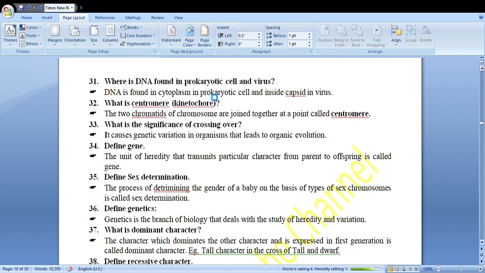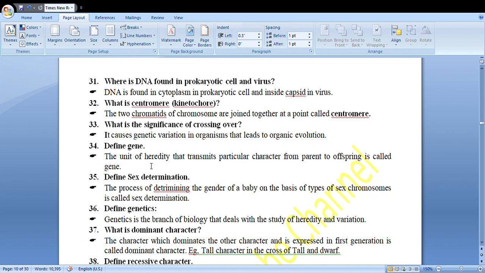Where is DNA found in prokaryotic cell and in virus? DNA is found in cytoplasm in prokaryotic cell and inside capsid in virus. What is centromere or kinetochore? The two chromatids of chromosome are joined together at a point called centromere. What is the significance of crossing over? It causes genetic variation in organisms that leads to organic evolution.